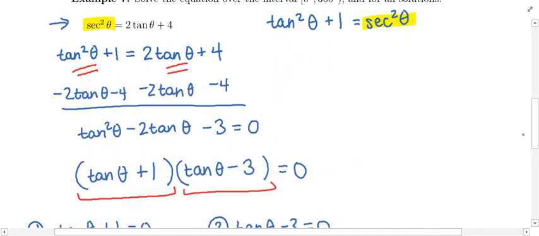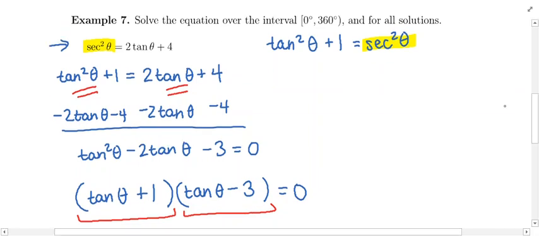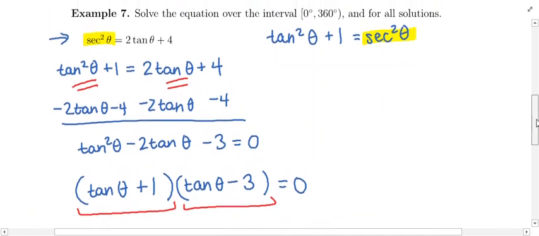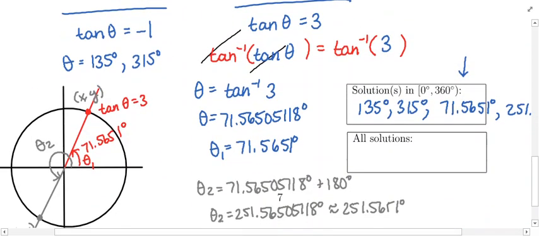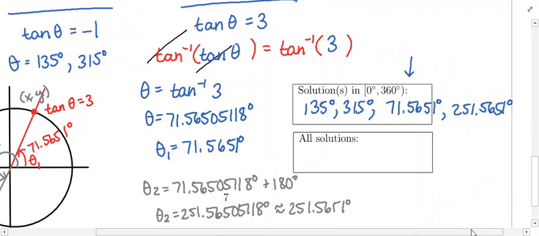We have plugged this strange angle into the original equation, and we got the same thing on both sides, so we know we are correct. So in conclusion, this original equation, secant squared theta is equal to 2 times the tangent of theta plus 4, there are 4 angles between 0 degrees and 360 degrees that make this equation true.